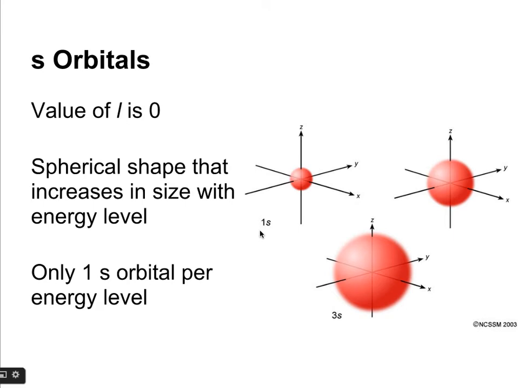S orbitals have a spherical shape. The 1s orbital on the first energy level is smaller than the 2s or 3s, so you can see that the size of this electron probability map is increasing with the energy level.